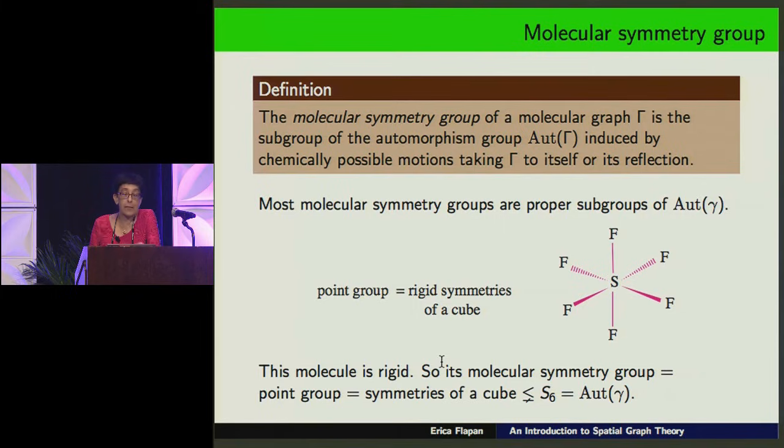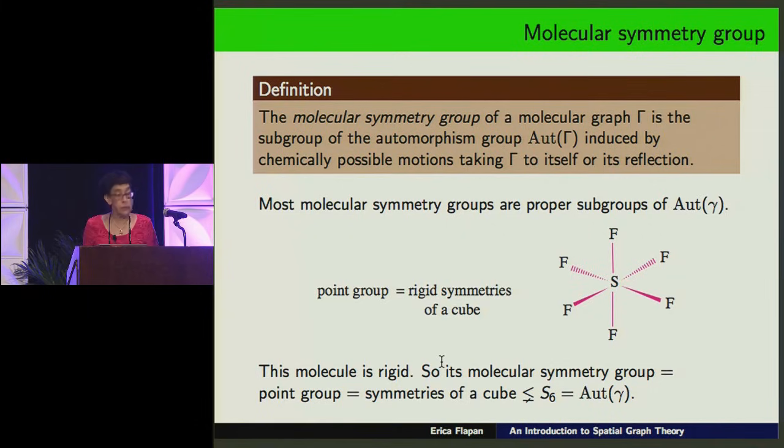So in this example with the fluorides, in fact, the point group is the same as the molecular symmetry group because the molecule is rigid. Okay. On the other hand, the point group is not the same as the automorphism group of the graph as an abstract graph, because as an abstract graph, you can interchange any of the fluorines around the center sulfur, and so the automorphism group of the abstract graph is S6, the symmetric group on 6 points. Okay, so these are definitely not the same.